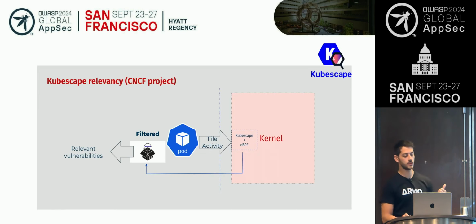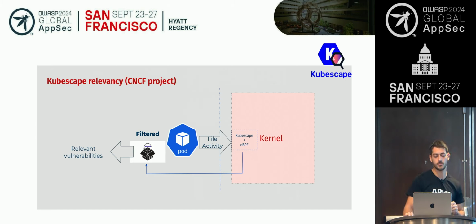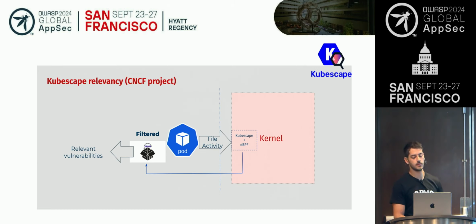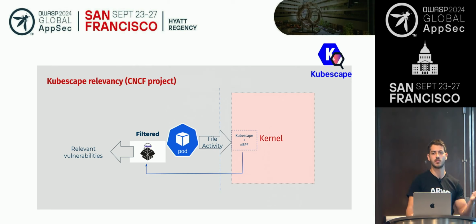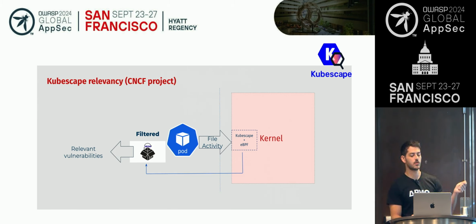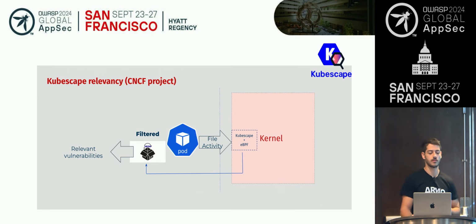So what we did with Kubescape, again, it's open source, so you can check it out. We created something called Kubescape Relevancy, which basically utilizes eBPF. Okay, we're installing Kubescape as an agent in each of the nodes, so as a daemon set in Kubernetes, for example. And using eBPF, we record all the file activity that is happening in the container. And what it allows us to do is to create something we call a filtered SBOM.